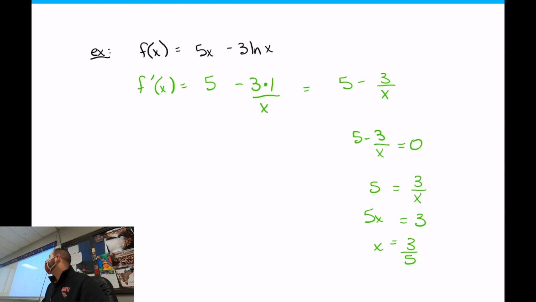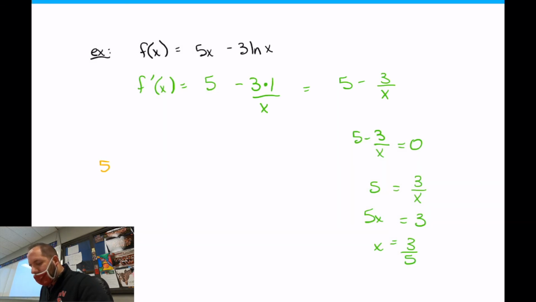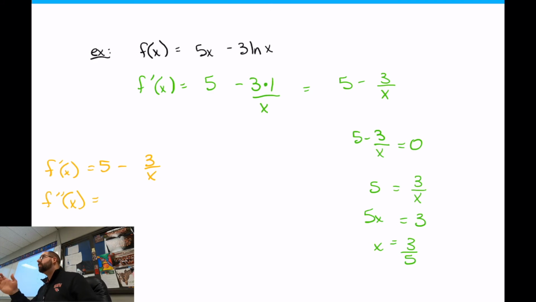Find the second derivative. Okay, so the second derivative is pretty straightforward. This is where we're at on the first derivative, right? This is where we ended. To find the second derivative, the 5 would go away. That's gone. Oh, I shouldn't put an x there, it looks weird. So when you take the derivative of 5, it's gone, right? It's just 0.